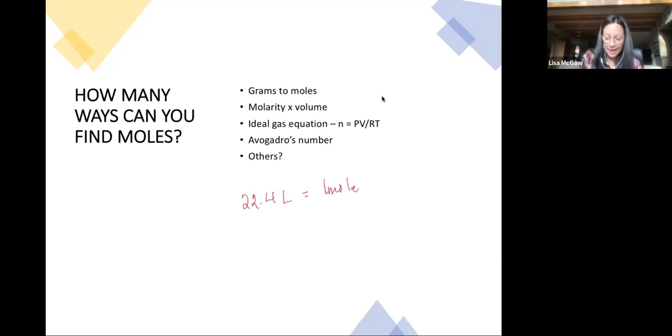So if I have a gas at STP, that's the only time you can use that little magic number of 22.4. We see it everywhere on the AP exam. When you're going between volume and moles, don't use it for anything but a gas at standard temperature and pressure. But that's another way that you can end up going to moles.